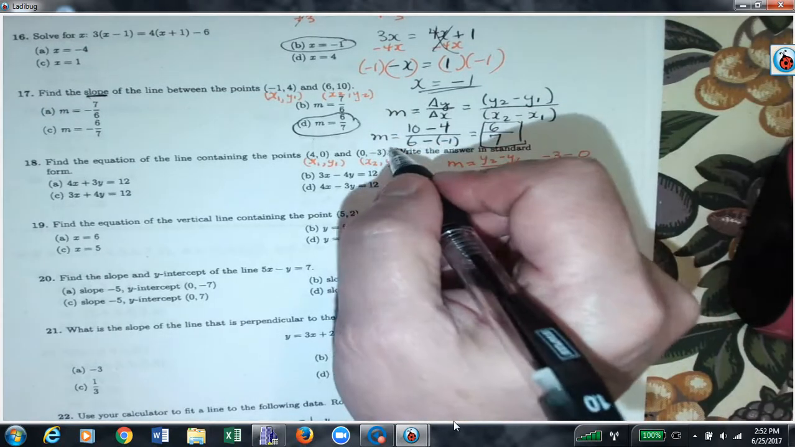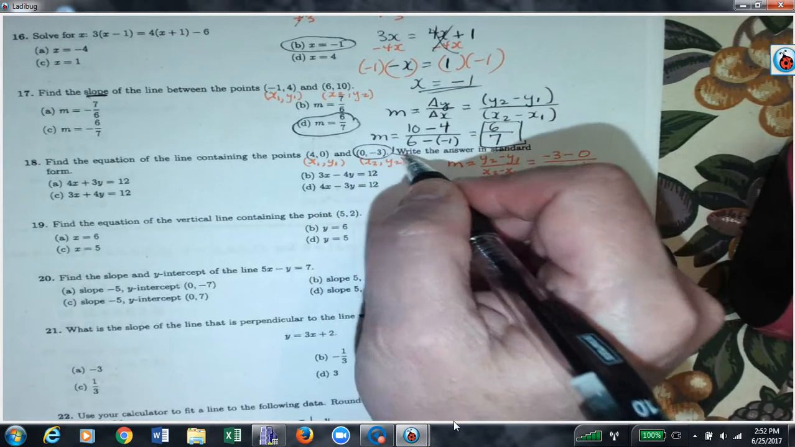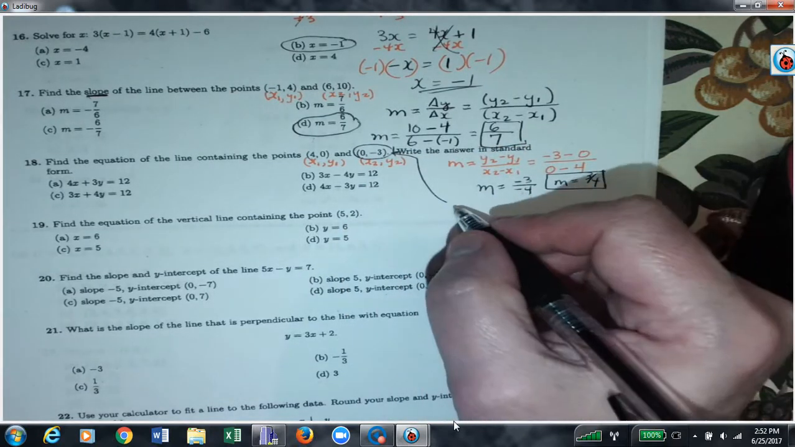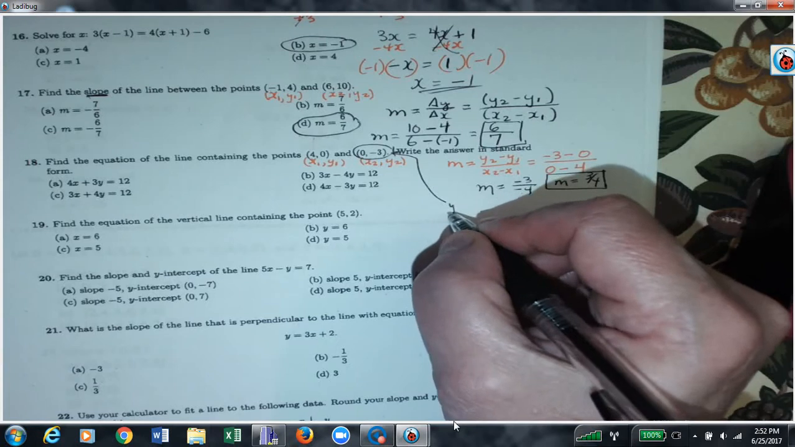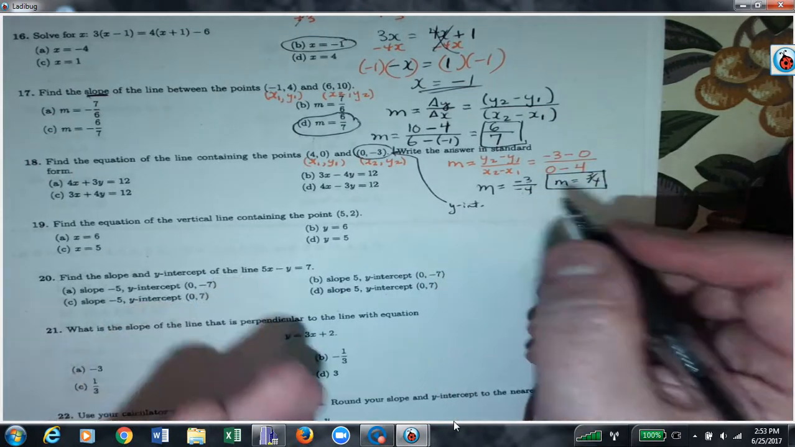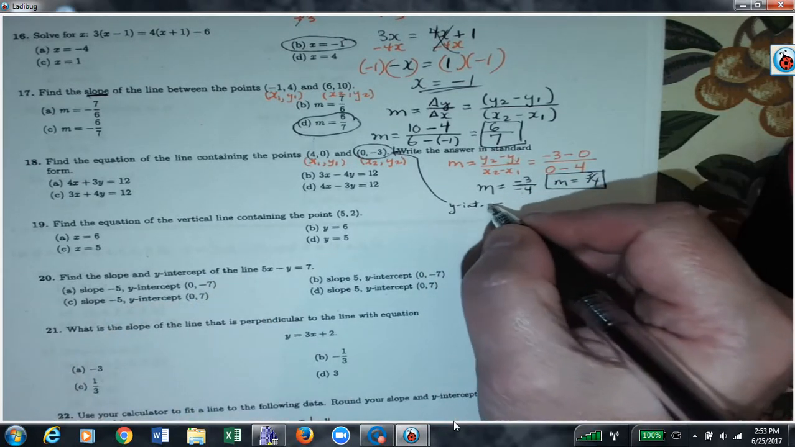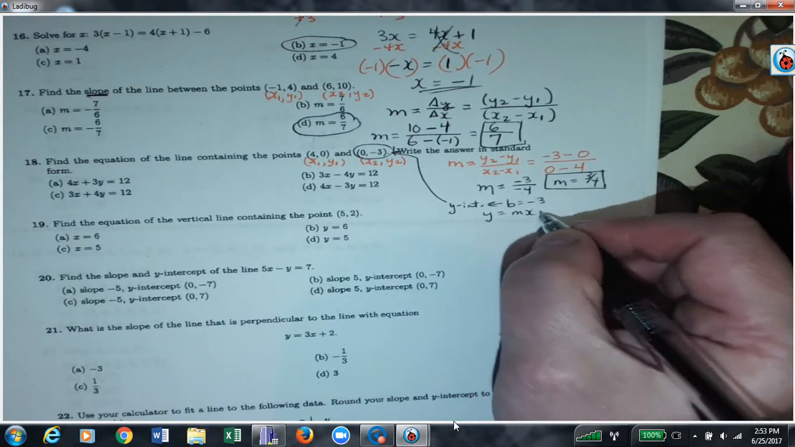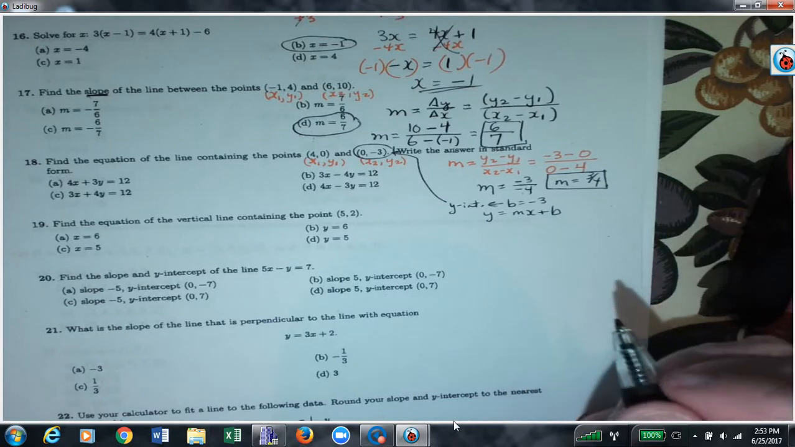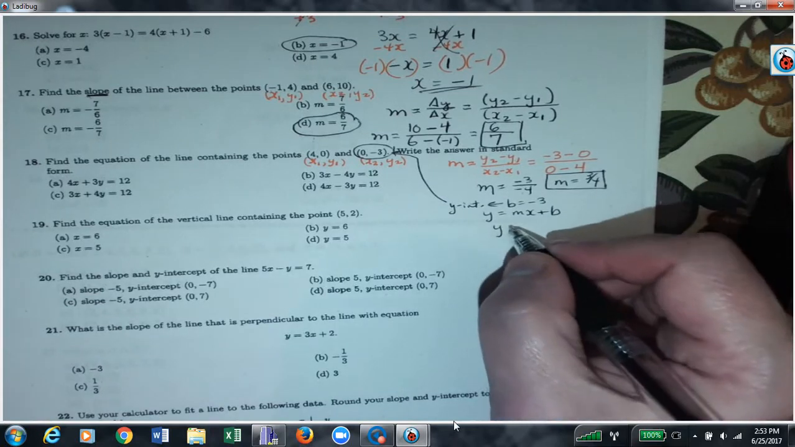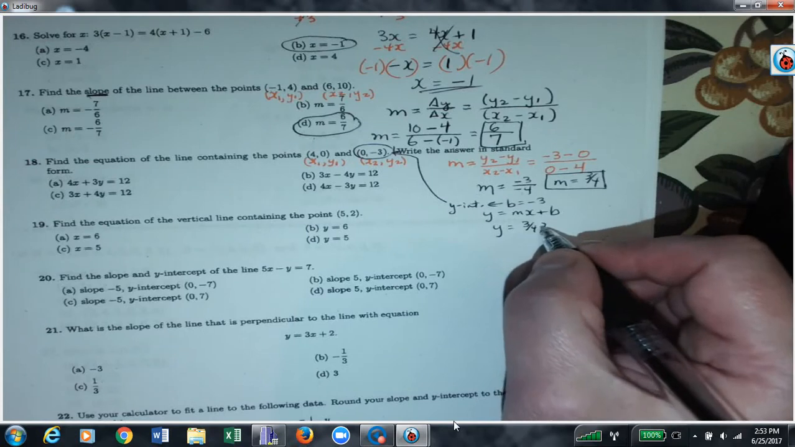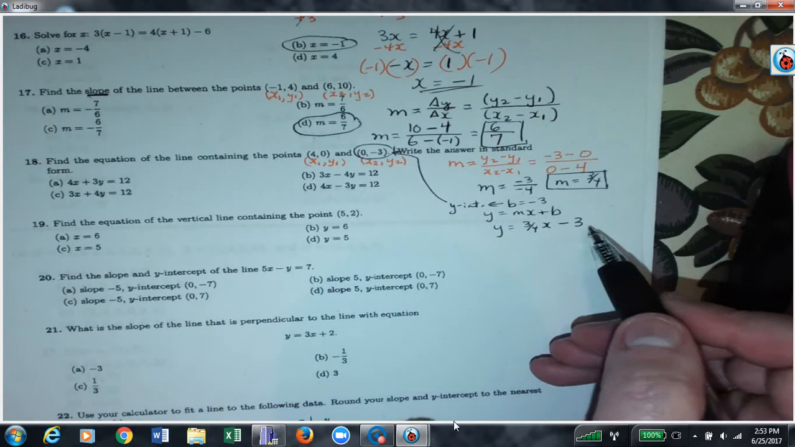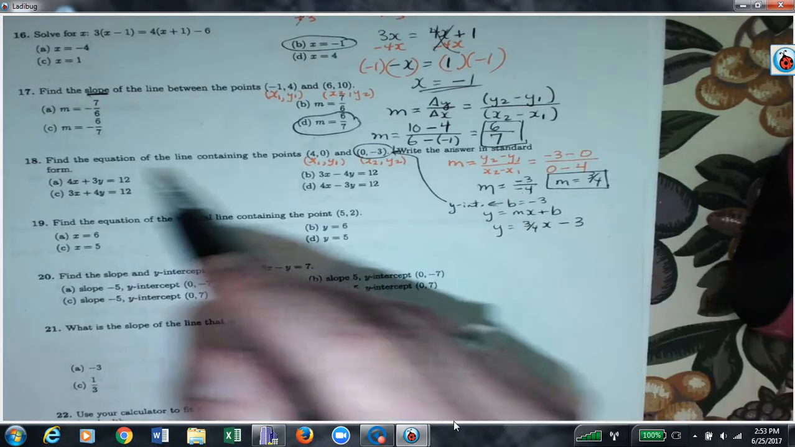And so the slope is 3/4. Now, this point is our y-intercept because the x-coordinate is 0. So that's our y-intercept. That's been given to us as a gift. So that means that the b is equal to negative 3. So y equals mx plus b is the slope-intercept form of the line. Y equals 3/4 x plus negative 3. This is correct, but I need it in the standard form.